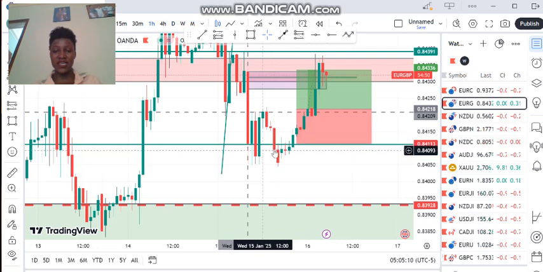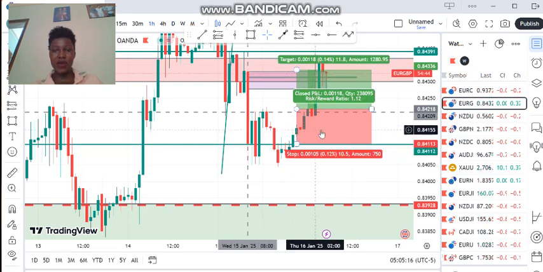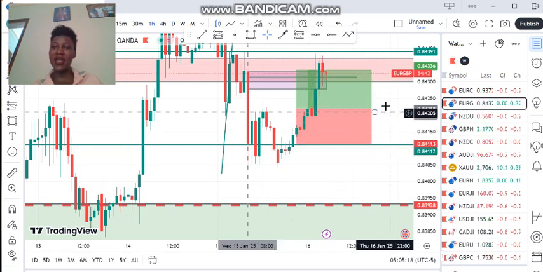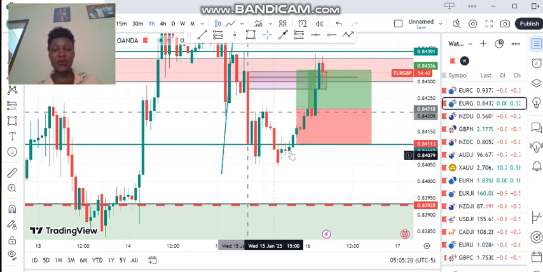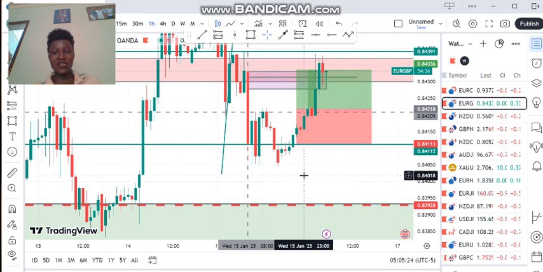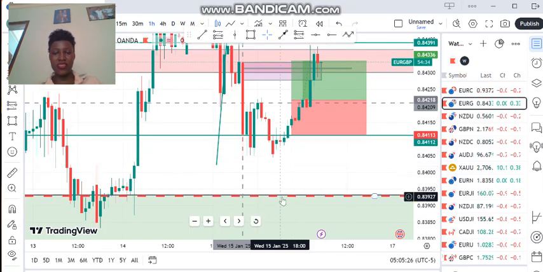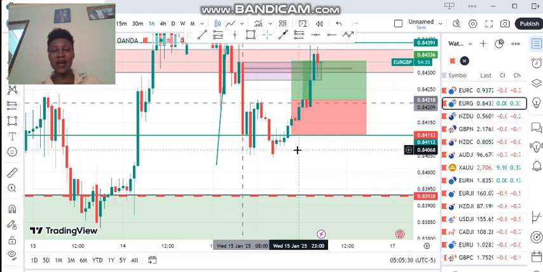After sweeping the internal range liquidity, two things can happen. If it decides to go up and give you entry confluences, it's okay, you can enter. But another scenario can happen. The market can break the internal range liquidity, then drop down to sweep further into the external range liquidity, then reverse back and tap into the level.